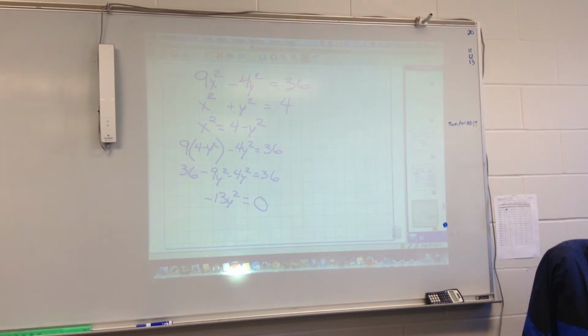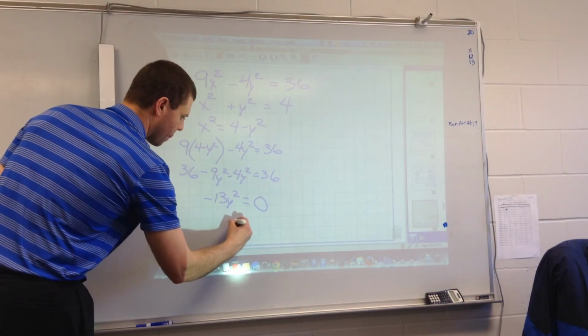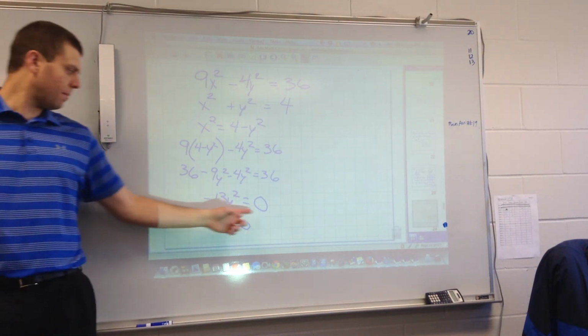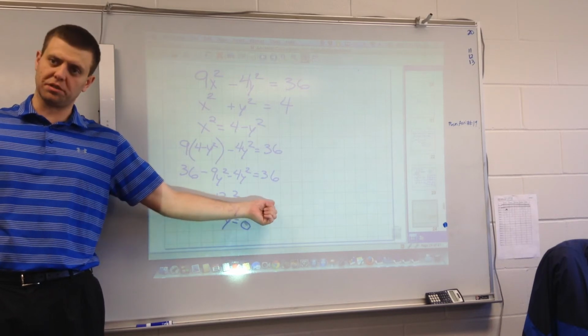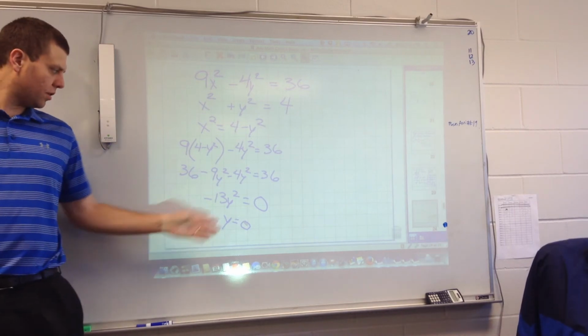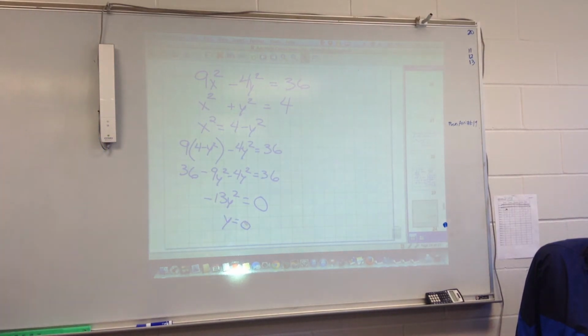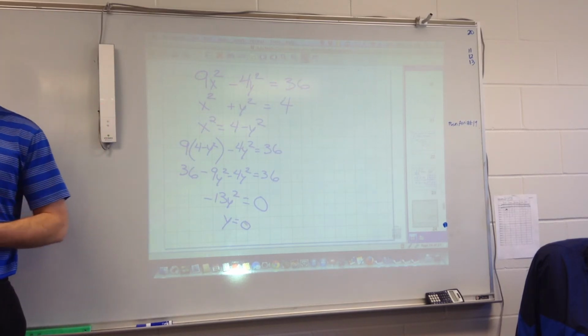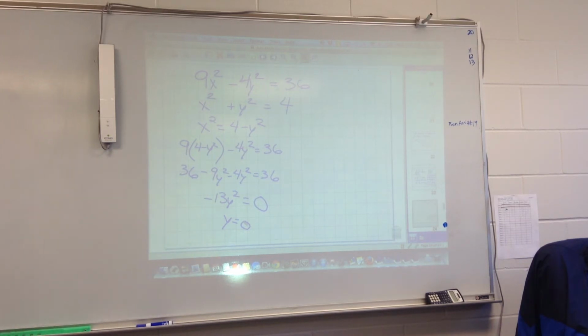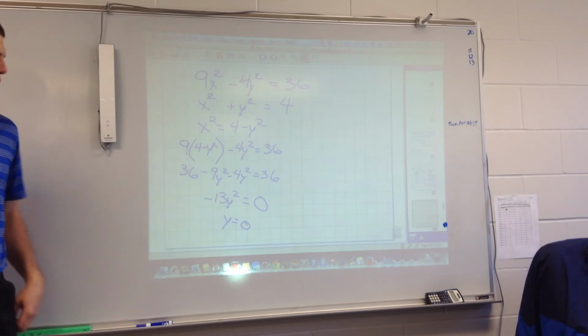Now this one's going to come out pretty nice. So then y is just going to equal 0. Why does y equal 0? Well, if you divide by negative 13, y squared is still equal to 0, because 0 divided by negative 13 is still 0. When you square root 0, you just get 0. You don't need to worry about plus or minus on the 0. So y equals 0, that's the only solution for y.